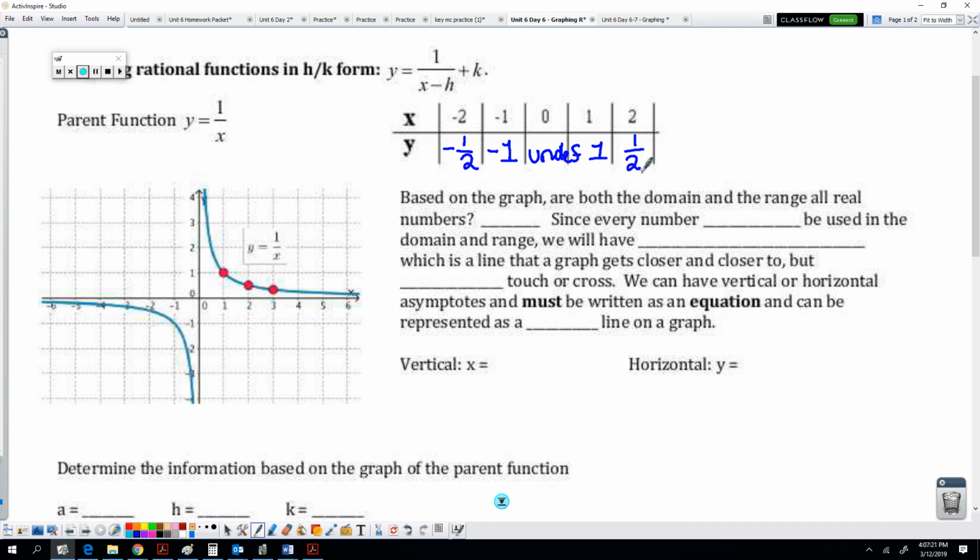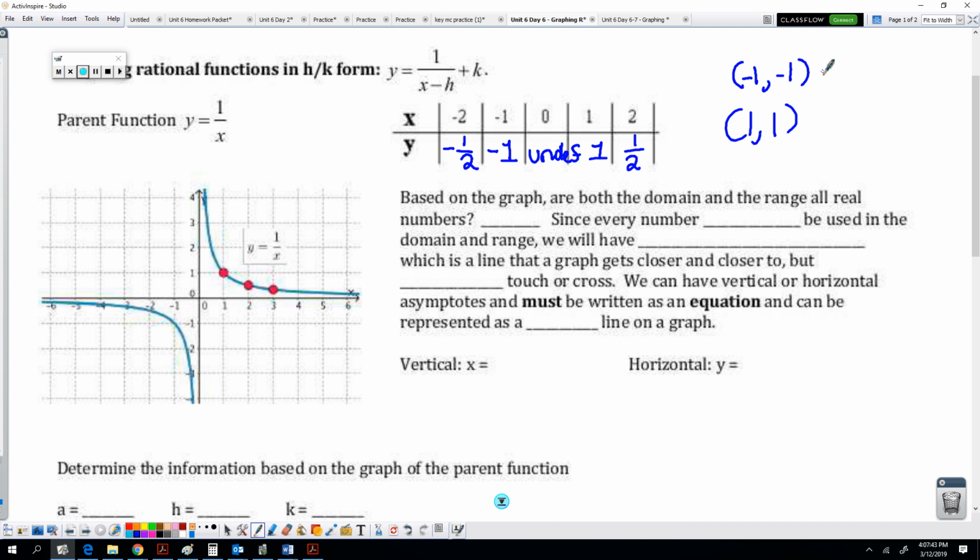Now, we have two key points that we always use whenever you want to graph your parent function. So we're going to use -1, -1, and 1, 1. That could be our starting point as a reference whenever we want to graph transformations of 1 over x.